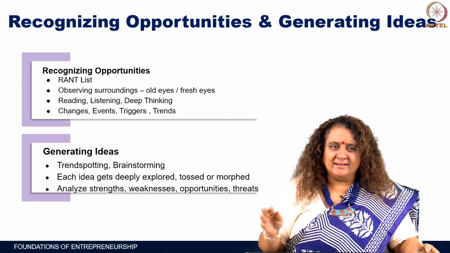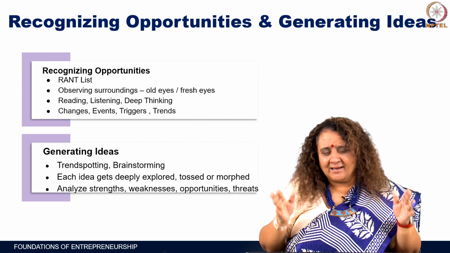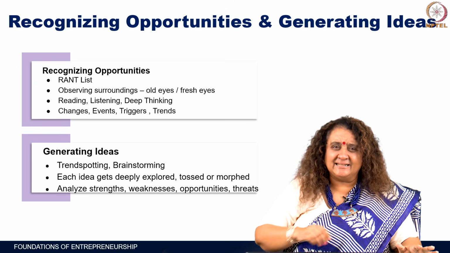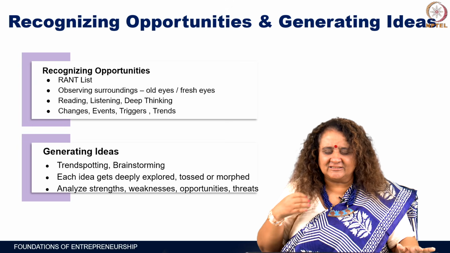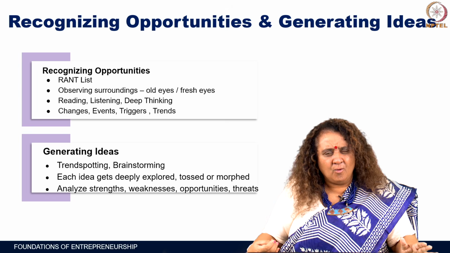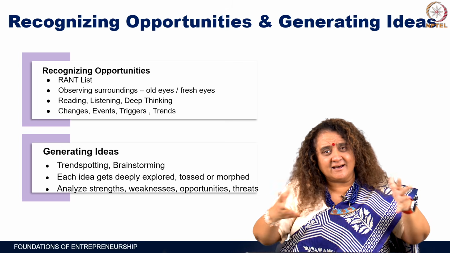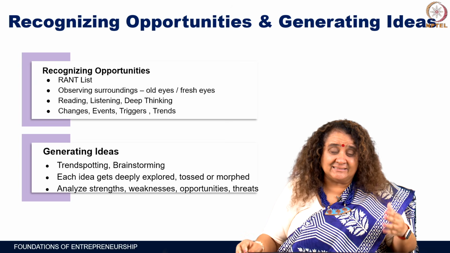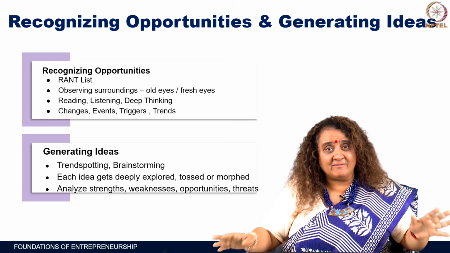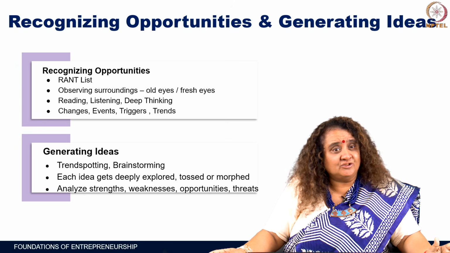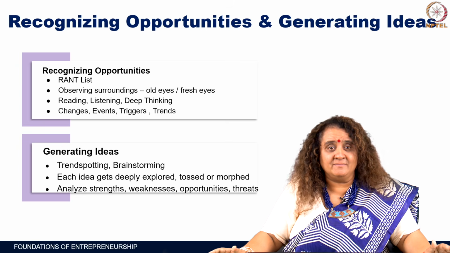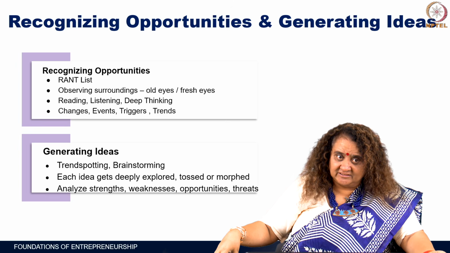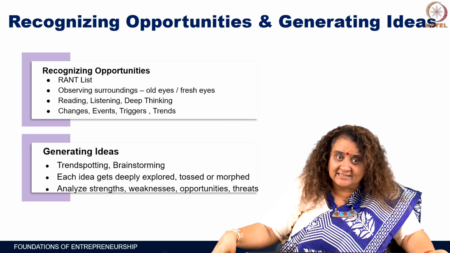How do you do that? There is a word called the rant list. You just sit down by yourself or in a group of 3-4 people and say, what are the challenges that I am facing myself? What are the problems that we are seeing in our immediate friends and family circle? What are the problems that I am seeing? I am seeing waste piling up everywhere in our societies. So, what are the problems that you are seeing in your immediate world? That is observing your surroundings, that is a rant list.